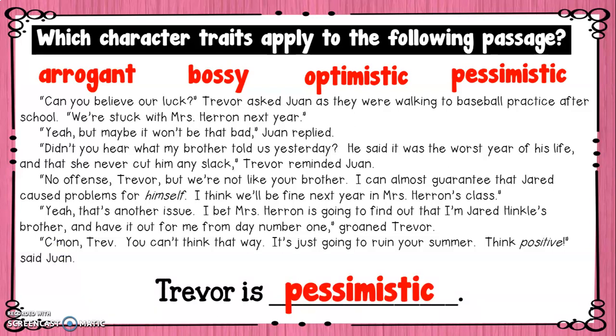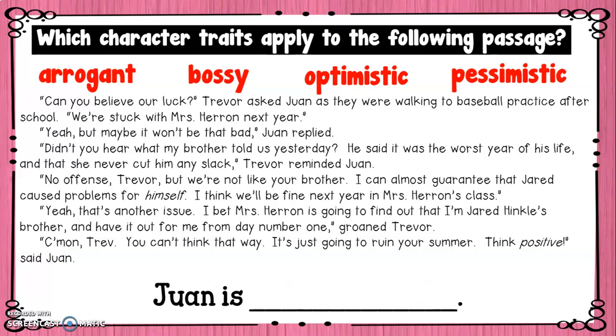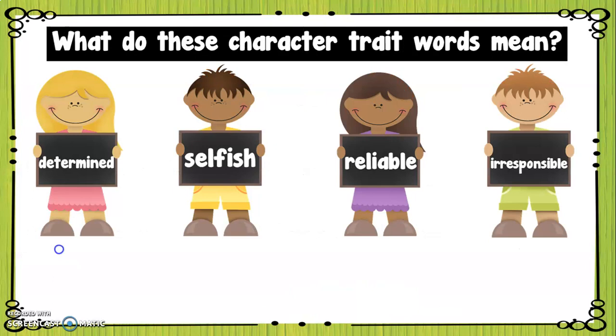Which word here would describe Trevor based on the things he says? Trevor is pessimistic. What about Juan? Think about the things Juan said in this passage. Juan would be optimistic.